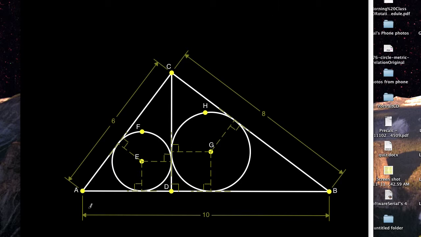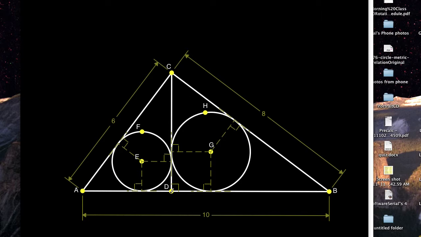So here I have a classic example of similar triangles. I have this right triangle here, A, B, C. Actually, the sides are 6, 8, and 10, which makes it a 3, 4, 5 triangle. And I'm going to drop the perpendicular down from C to the hypotenuse.